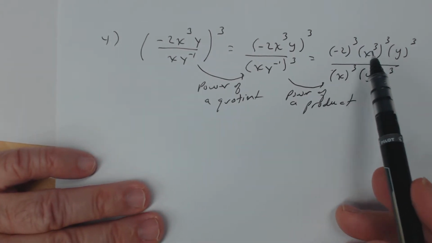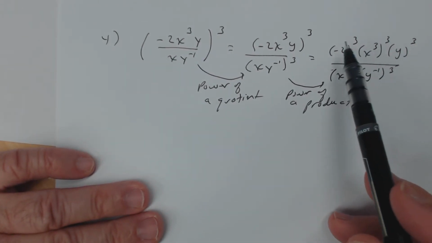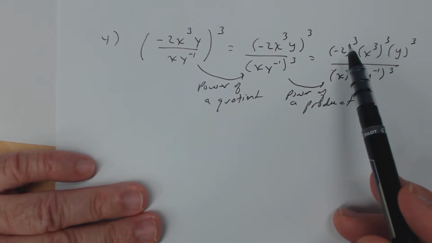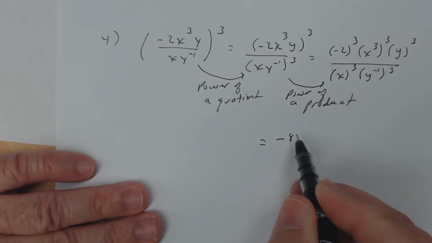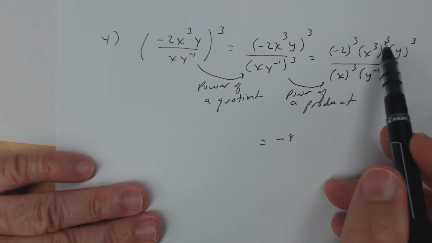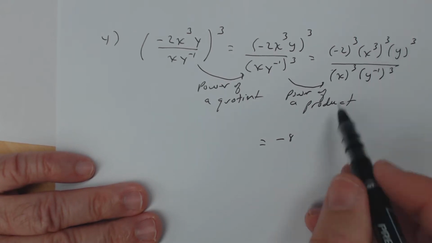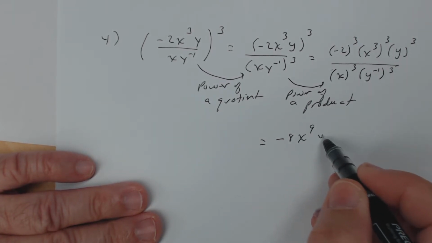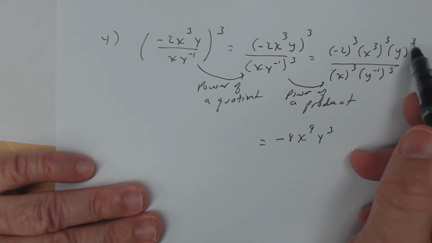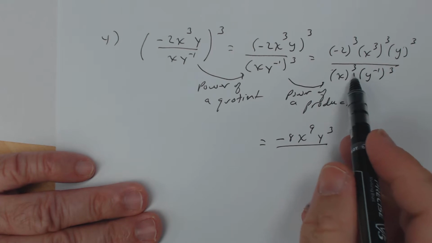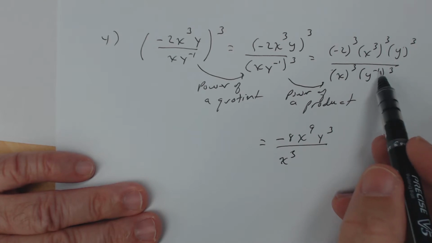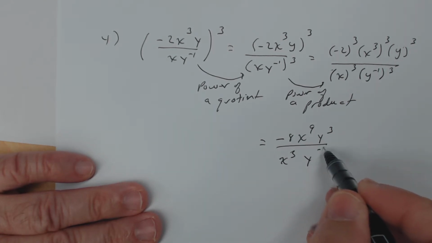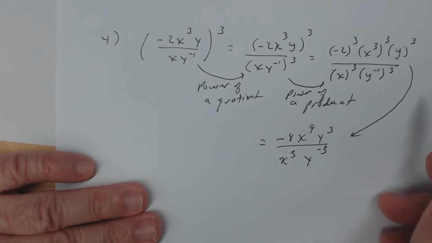All right, and now I'm just going to go ahead and use the power rule, and here I'm just going to use the definition. First of all, negative 2 to the 3rd power means negative 2 times negative 2 times negative 2, which is negative 8. X to the 3rd raised to the 3rd, that's a power rule, so that'll be x to the 3 times 3, which is 9. Y to the 3rd, remember that's supposed to be a 1 right here, 1 times 3 is 3. Divided by x, 1 times 3 is 3, so x to the 3rd, and then here, negative 1 times 3 is negative 3. So going from here to here, I used the power rule.